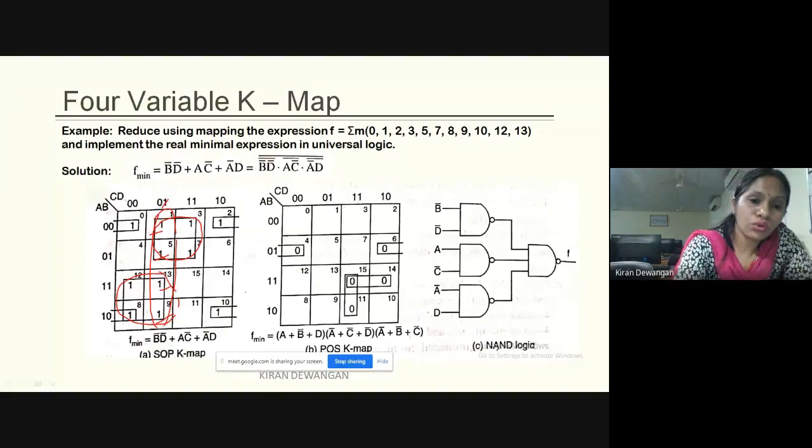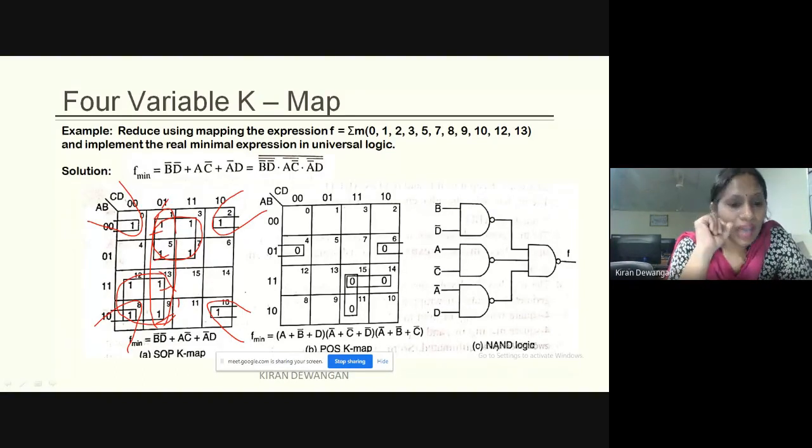Now the third quad is these corners. The corners will also form a quad. Clear? So we'll be having three quads. Is the concept clear, everyone? This is how the quad formation is taking place. Now we can find the expressions out of it.